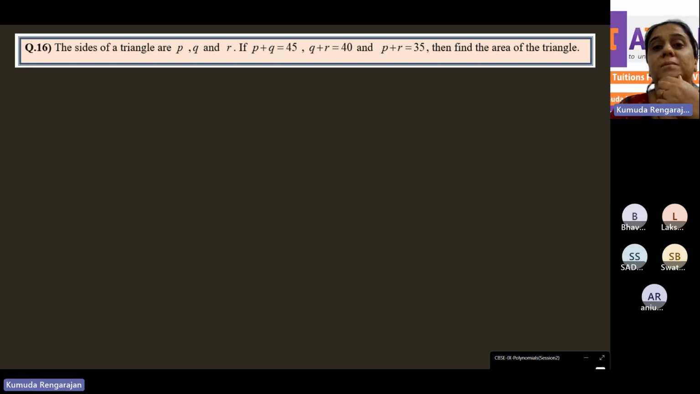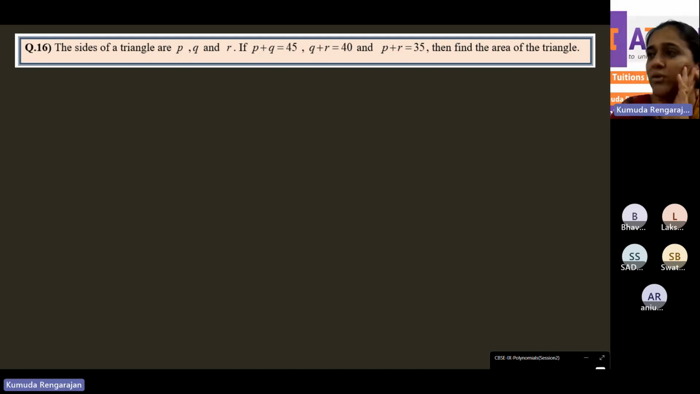What do you get? Add both the plus sides. Yeah, 2 into P plus Q plus R equals 120. Very good. So you get 2P plus 2Q plus 2R is equal to 120, correct? When you add the LHS, you will get P plus P, 2P, Q plus Q, 2Q, R plus R, 2R. So you get 2P plus 2Q plus 2R is equal to 120, correct? Take out 2 common.